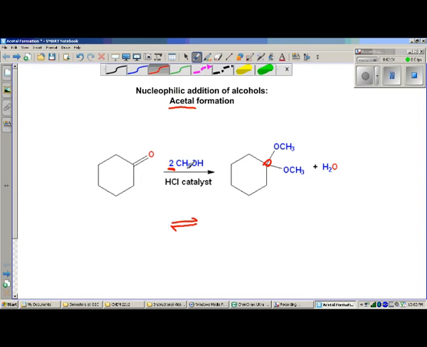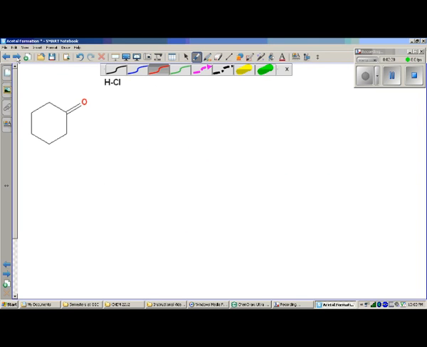Okay. So this is the overall reaction. We go from a carbonyl to an acetal with a catalyst, an acid catalyst, and 2 equivalents of alcohol. So let's look at the mechanism. And remember, all these steps are equilibrium steps.